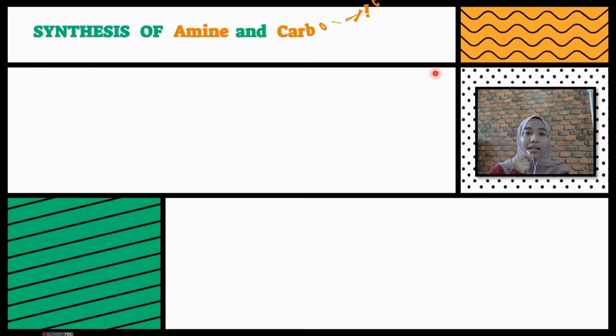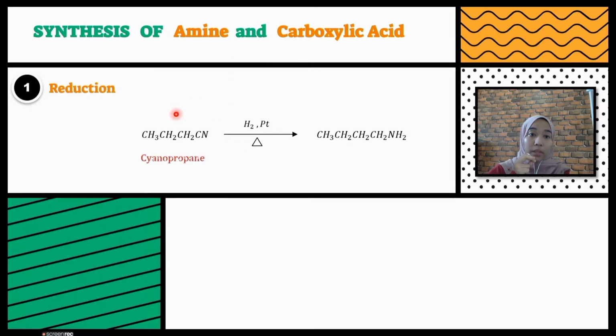And here is our answer. From the question, we need to synthesize amine by using reduction and carboxylic acid by undergoing hydrolysis. Okay, first, compound B, which is cyanopropane, will undergo reduction process. As you can see here, the nitrile compound will undergo nucleophilic substitution to form primary amine.